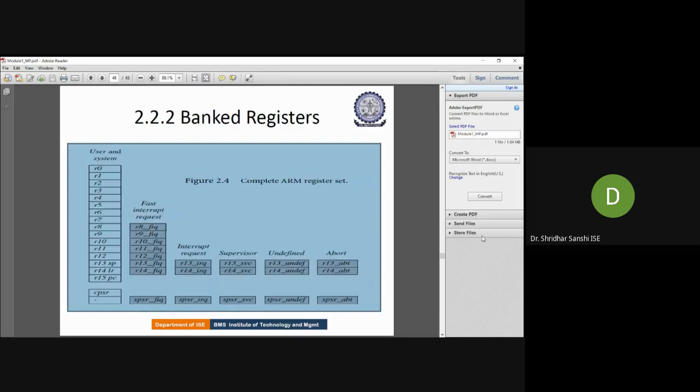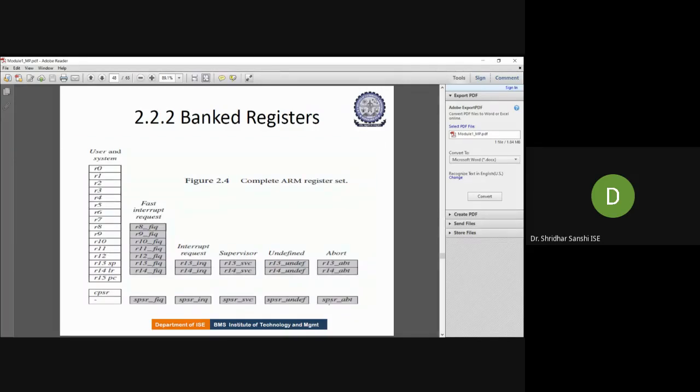Okay, you understood? Any doubt here? Sir, and the other registers in the user and system modes, why do we use SPSR and not the CPSR register? Yeah, I will cover this. It's in the next topic. I will tell you what this is and other things. Oh, okay, sir.